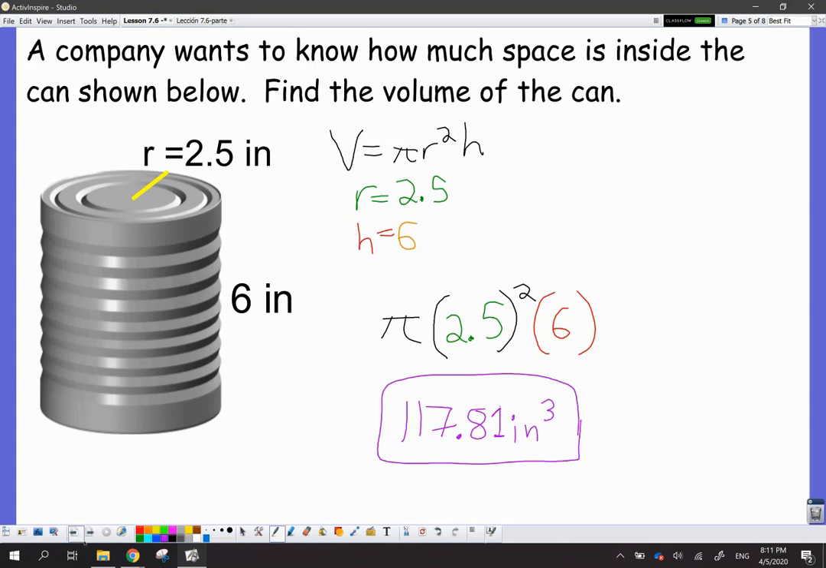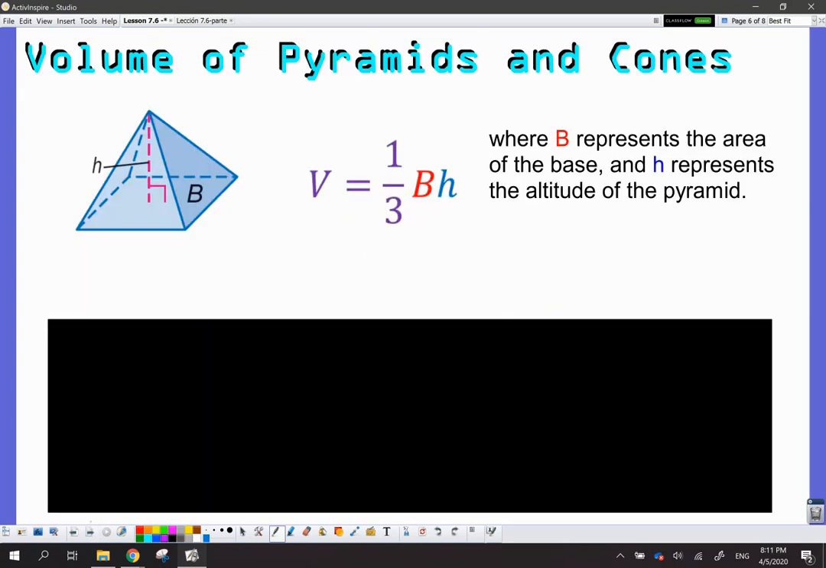So let's move on and talk about now the volume of pyramids and cones. So when we think of a pyramid, we still have a capital B, we still have a height. So it's very similar to a prism, except now we're also multiplying it by 1/3. Or in other words, we're dividing by 3. B, capital B, represents the area of the base, and H represents the altitude of the pyramid. So sometimes you will see problems where they give you this length.